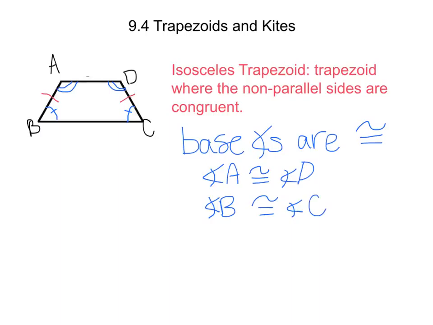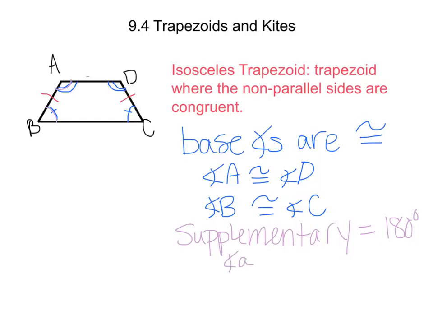We can also talk about supplementary angles. Supplementary are two angles that add to 180 degrees. So, supplementary angles in an isosceles trapezoid are something like angle A and angle B. Those are a pair of supplementary angles. So we can say angle A is supplementary to angle B. We can also say angle D is supplementary to angle C.